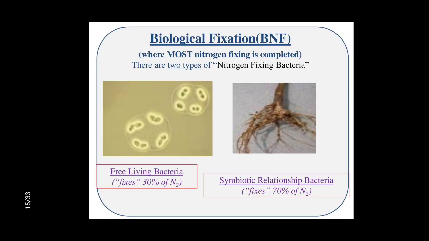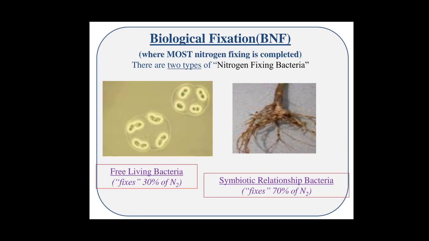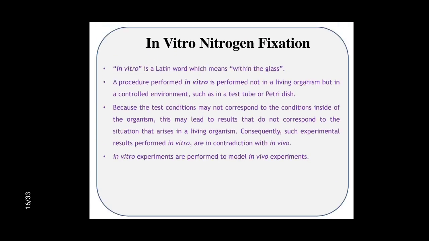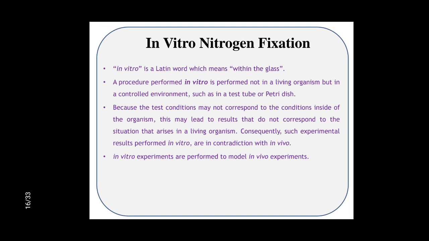Now biological fixation. There are two types of nitrogen fixation bacteria. These are free living bacteria as non-symbiotic, and the roots. These roots are symbiotic, which fix 70% of nitrogen. Now in vitro nitrogen fixation. In vitro is a Latin word which means within the glass. A procedure performed in vitro is performed not in living organisms but in a controlled environment such as a test tube or a petri dish.